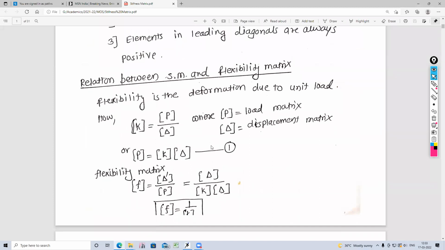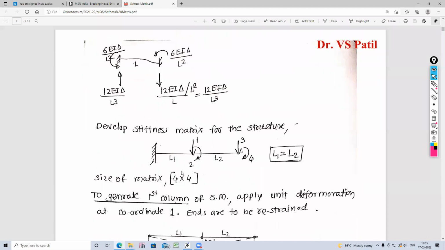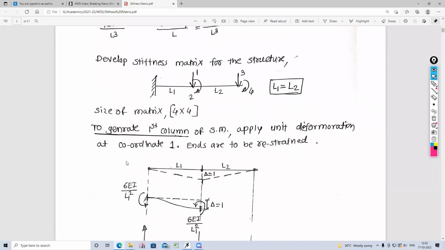Good afternoon. Now welcome to the second part of the stiffness matrix. In this part, we will see how to generate the stiffness matrix. So consider one structure as shown in the figure. And here there are four coordinates.